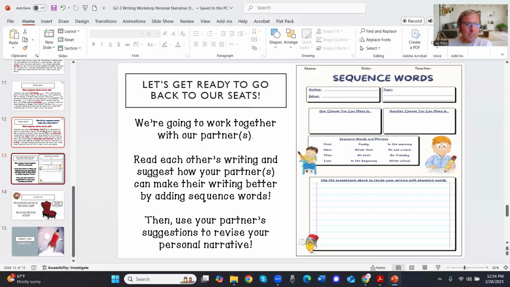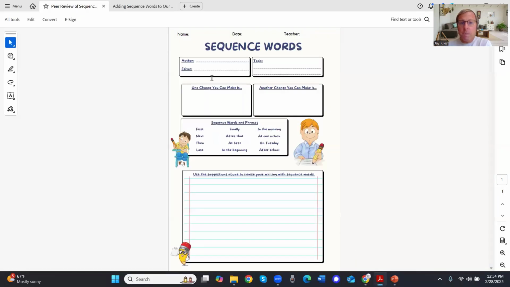So I want to give my students the opportunity to peer review their essays. So they're going to work in pairs and they're going to edit one another's essays. They're going to read what they've drafted and they're going to suggest one or two changes that their partner can make related to sequence words and phrases. And they've got a word bank with some suggestions, but they're free to use any of those phrases that you brainstorm with them during the lesson.